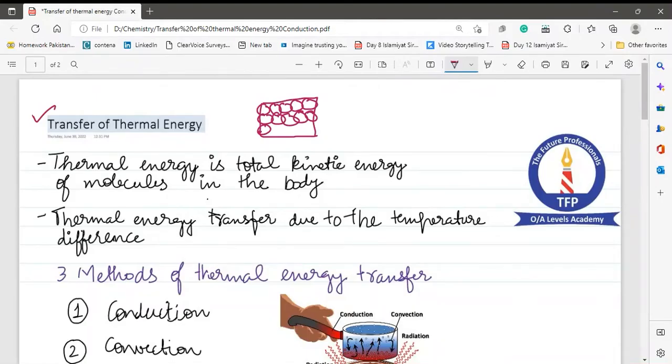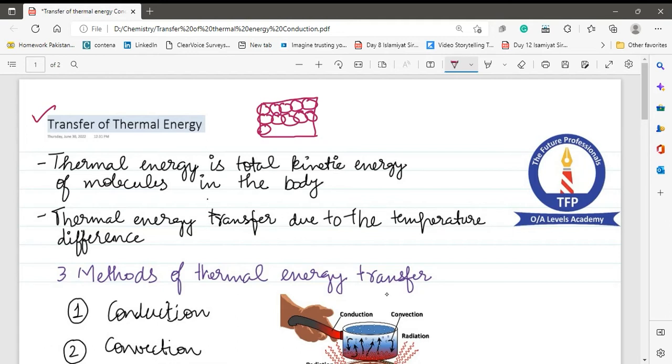Bismillahirrahmanirrahim. Today we are going to start with the new chapter of physics, which is transfer of thermal energy. In this chapter we will discuss the mechanism through which the heat energy, or the thermal energy, is transmitted from one object to another object. Let's start with the basic introduction first, and then we will move to the methods of the transfer of thermal energy.